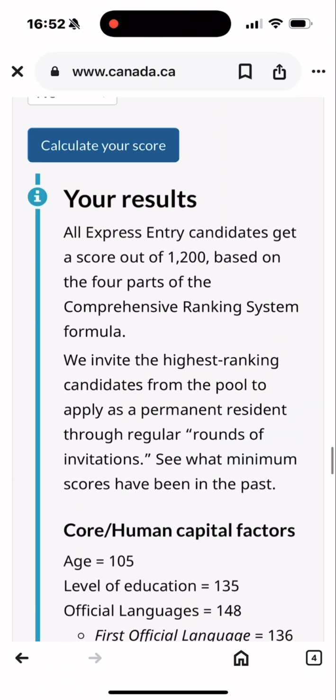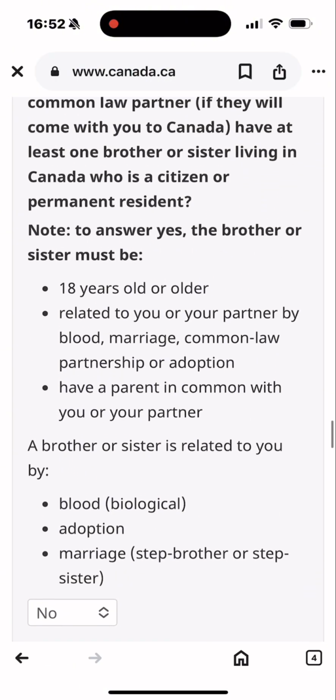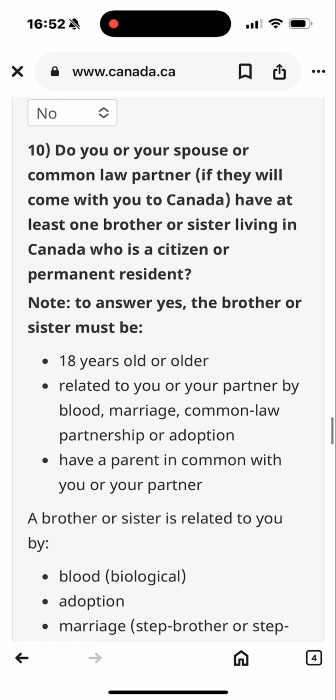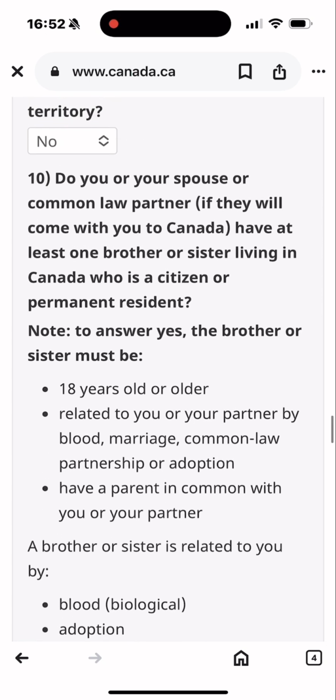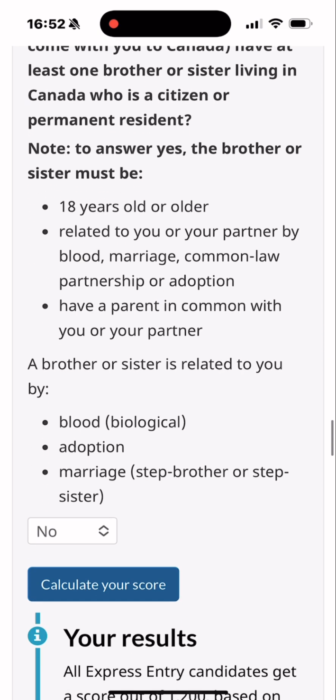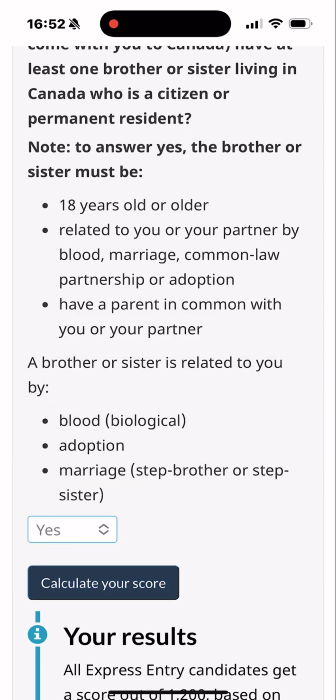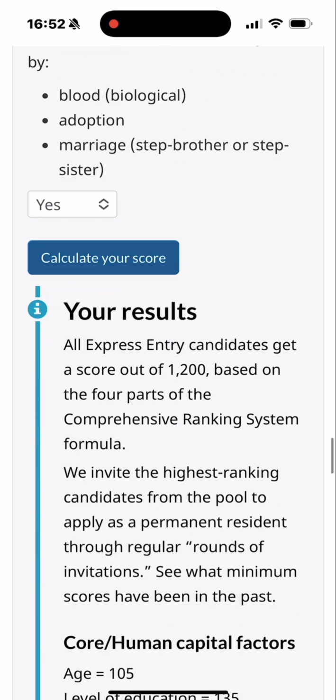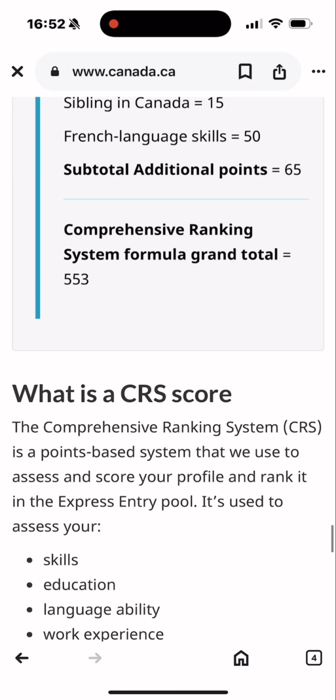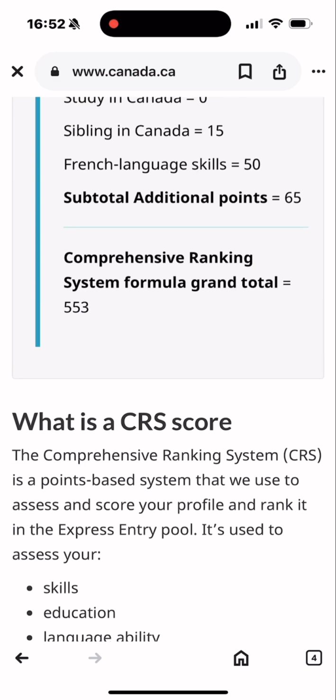So you can see the impact of every decision or every action taken. It really helps you to improve your points. I would also try to improve the score by saying yes to having siblings. For example, if you have a sibling, it really helps. So I put yes, and you can see that the points have increased to 553.